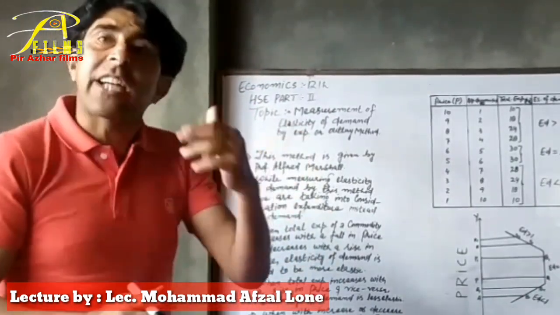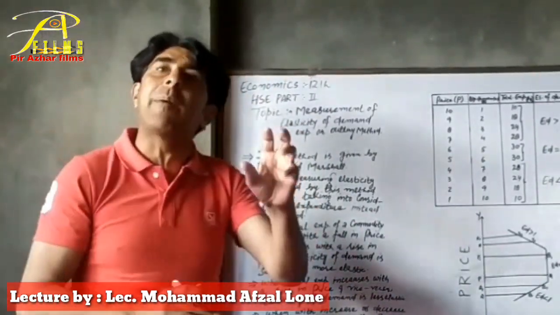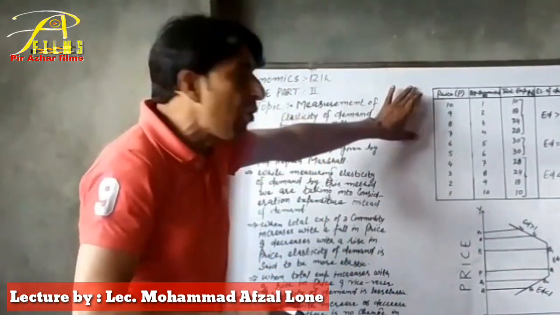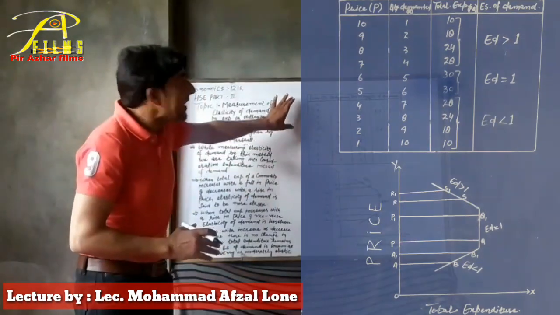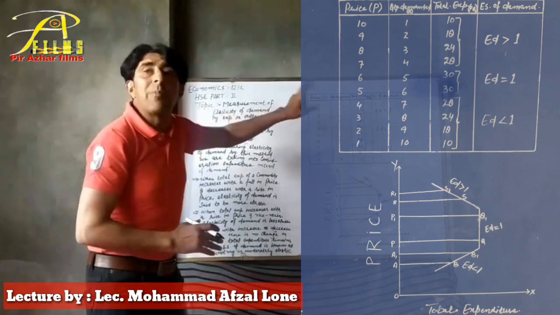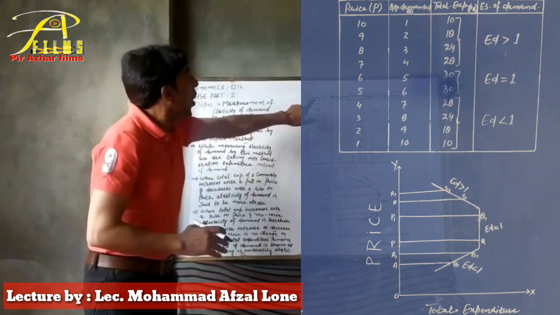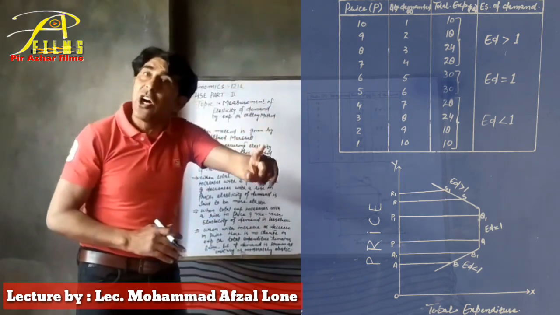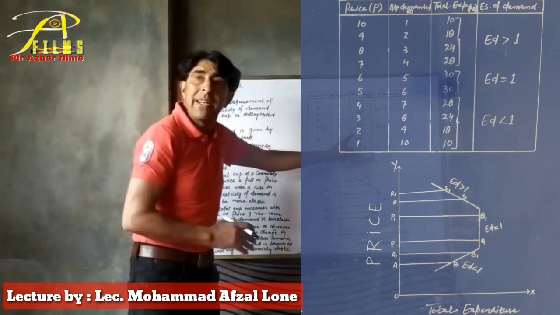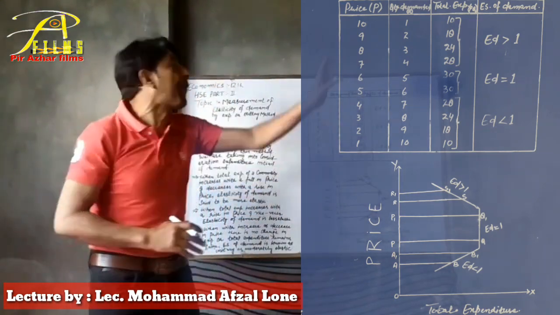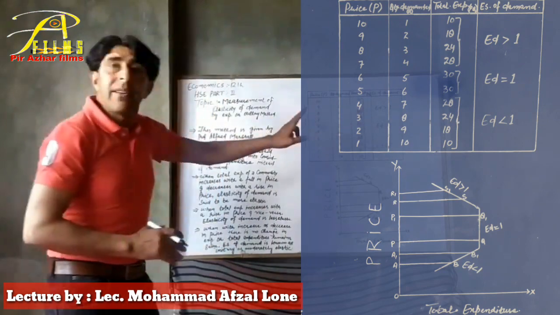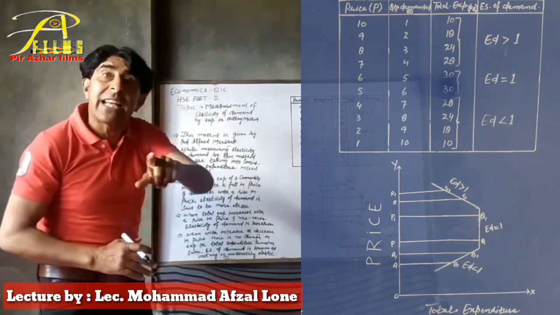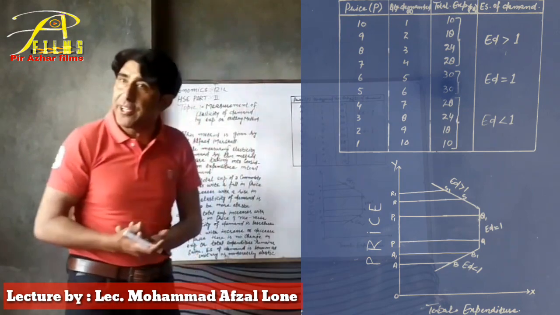Let us come to know all three kinds of elasticity of demand with the help of a table and a diagram. This table shows the price of the commodity in the first column, quantity demanded in the second column, total expenditure incurred on the purchase of the commodity in the third column, and the type of elasticity of demand in the fourth column. Here we have price, demand and expenditure, but the main focus is on price and total expenditure.